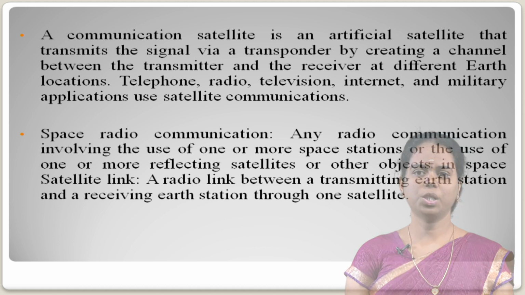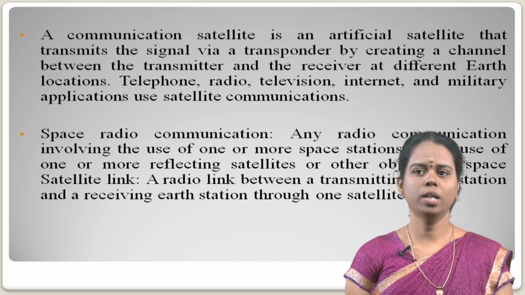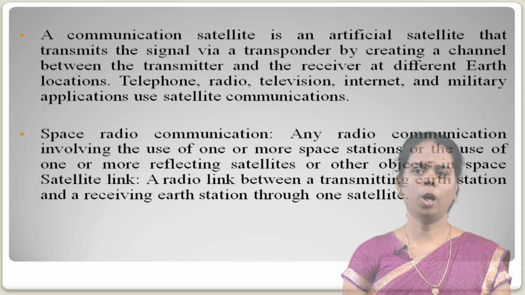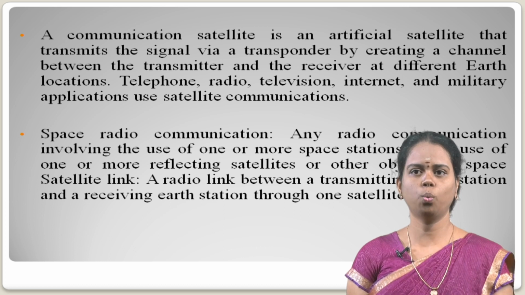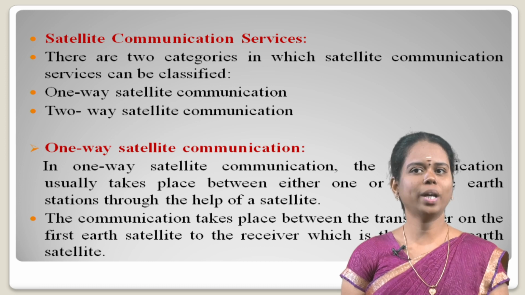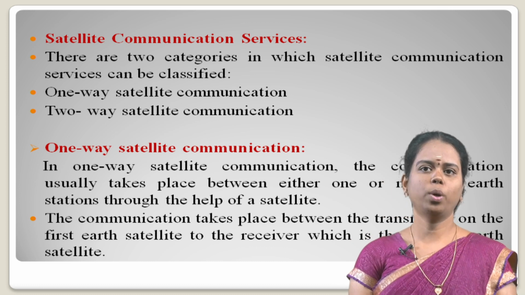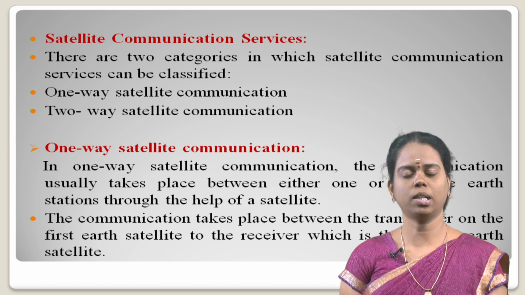Space radio communication is any radio communication involving the use of one or more space stations, or the use of one or more reflecting satellites or other objects in space. A satellite link is a radio link between a transmitting earth station and a receiving earth station through one satellite. In satellite communication services, there are two categories in which satellite communication service can be classified. The first one is one-way satellite communication and the other one is two-way satellite communication.